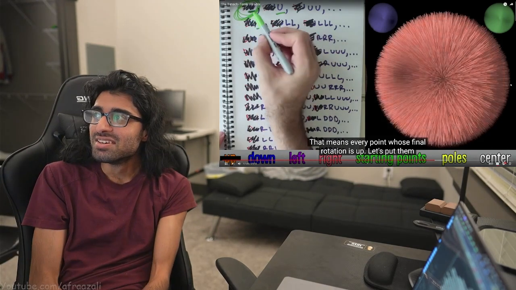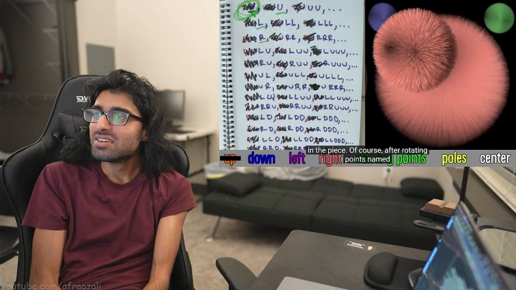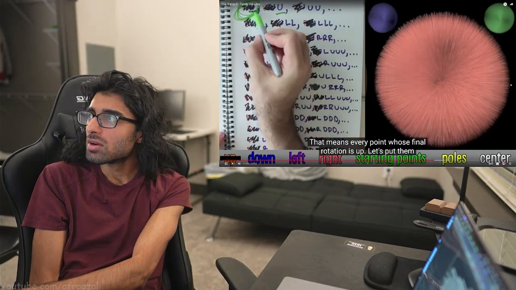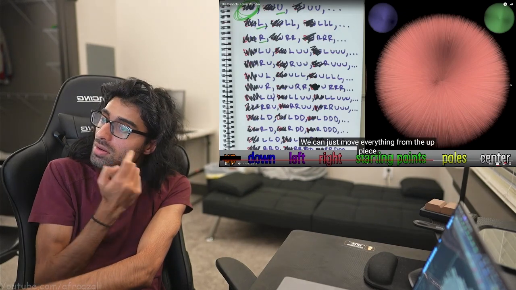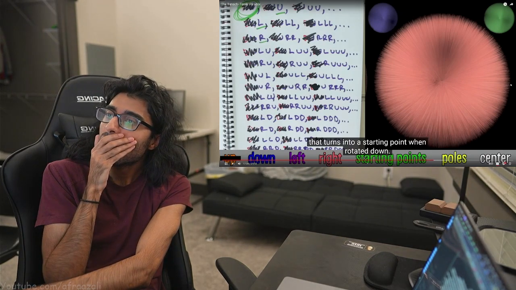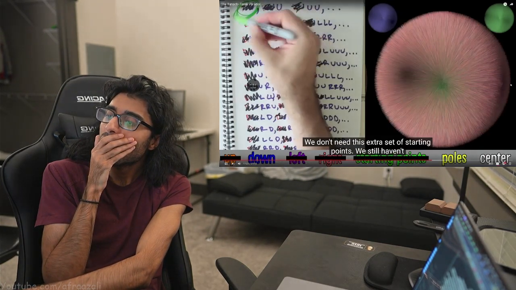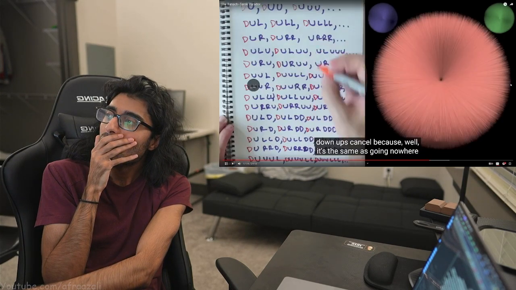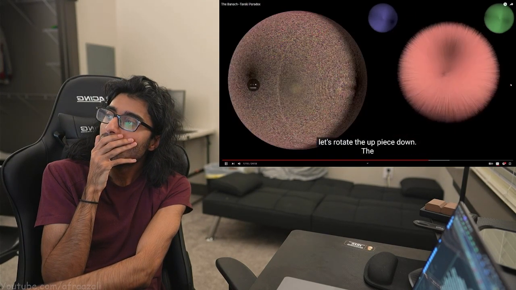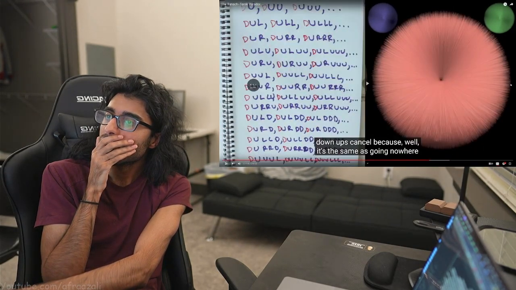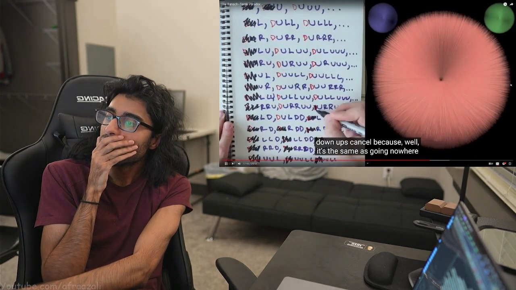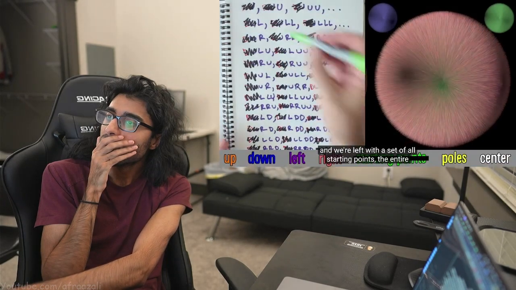Point whose final rotation is up. Let's put them in the down piece. Whoa, wait. Every point whose final rotation turns into a starting point when rotated. You can just move everything from the up piece that turns into starting points. All starting points cancel because, well, it's the same as going nowhere. And we're left with a set of all starting points.